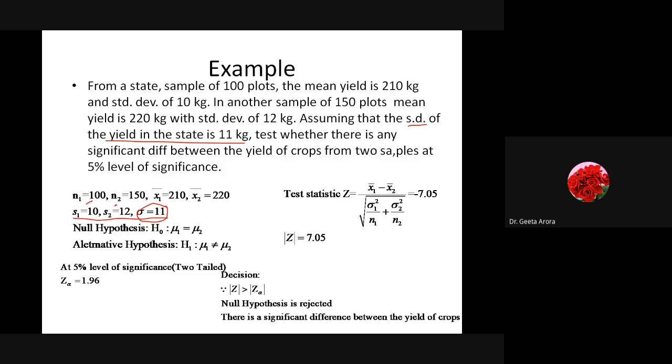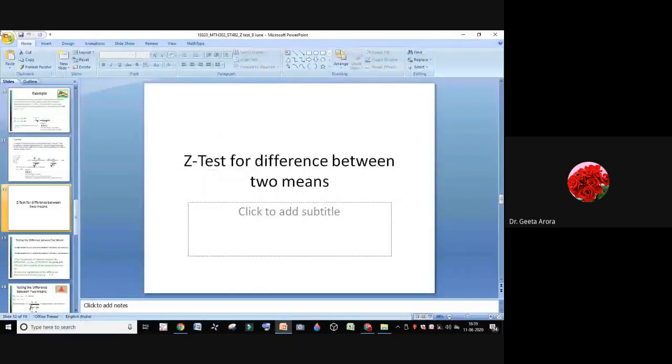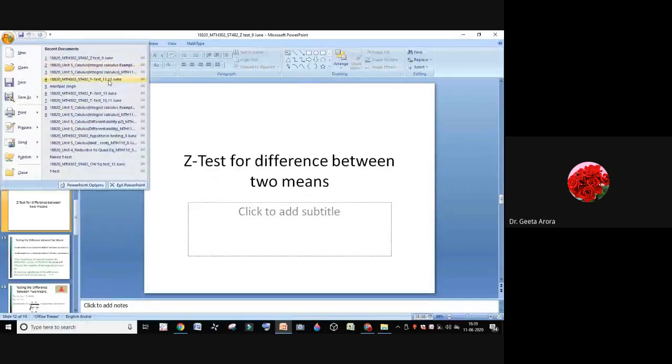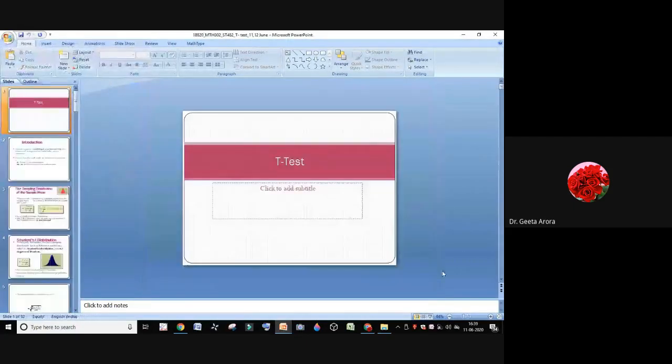Whatever things are given, according to that we have to do the calculation. Correct? So this is all about the z test with 2 means. Let us stop and we are going to start with the next one. Till I'm opening and starting with it, if you have any doubt, you can ask me. Just a minute.